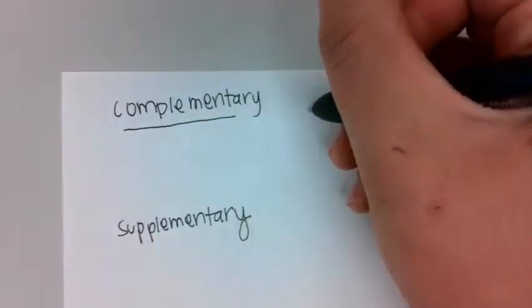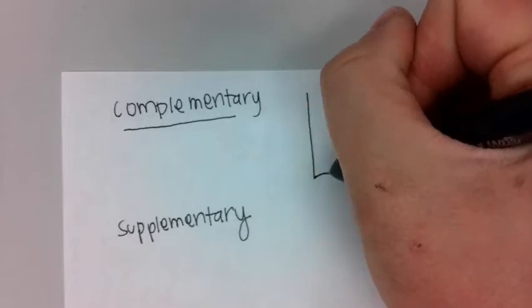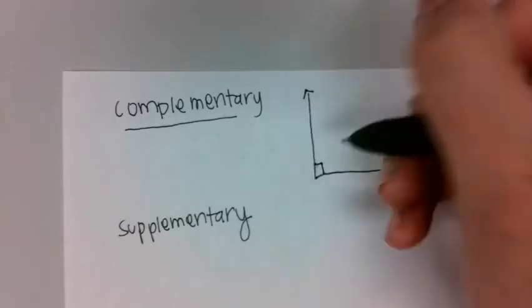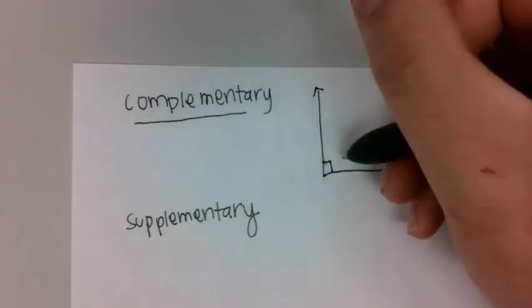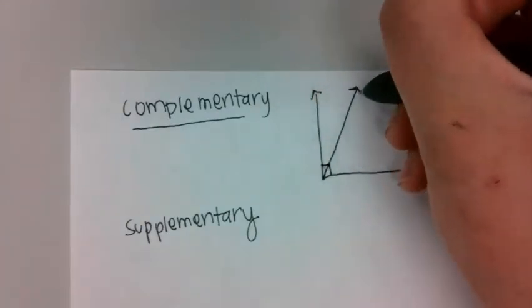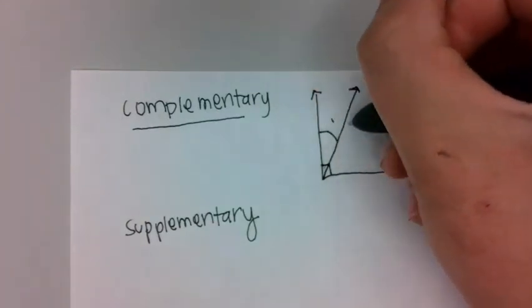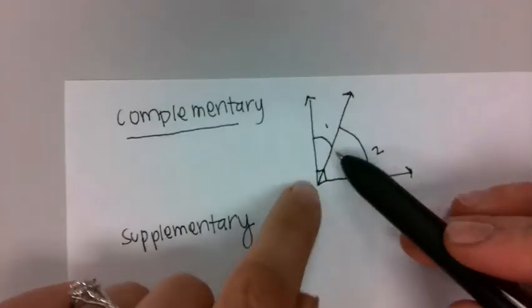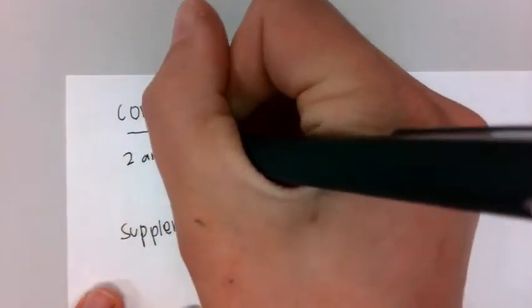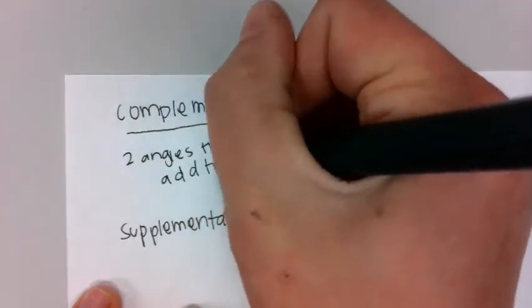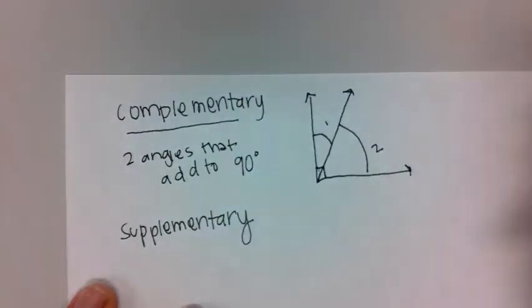Complementary angles, and this is best described using a diagram, are two angles that form a right angle. So if I have a right angle, a pair of complementary angles would be angle 1 and angle 2 marked on this diagram that add together to give me 90. Two angles that add to 90 degrees.